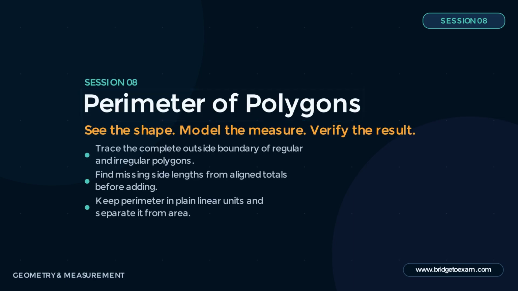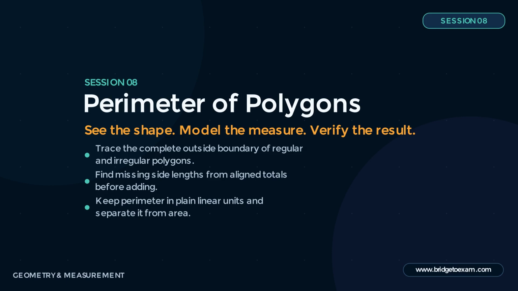Welcome to Session 8, Perimeter of Polygons. We will build the idea visually, solve a complete example, and finish with a short independent check. By the end, you will be able to trace the complete outside boundary of regular and irregular polygons.